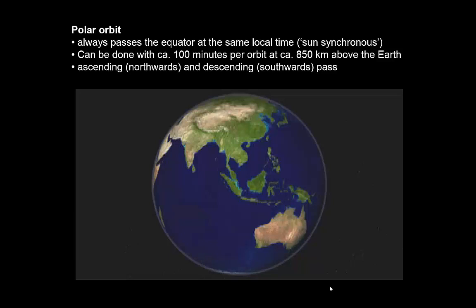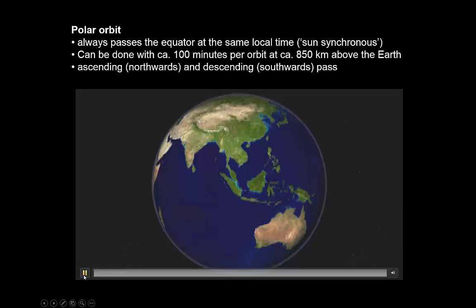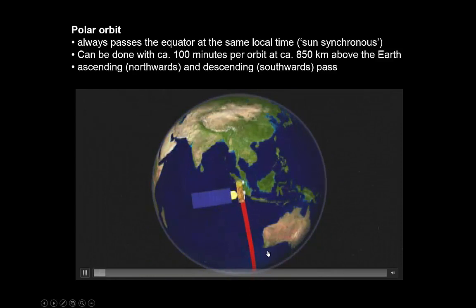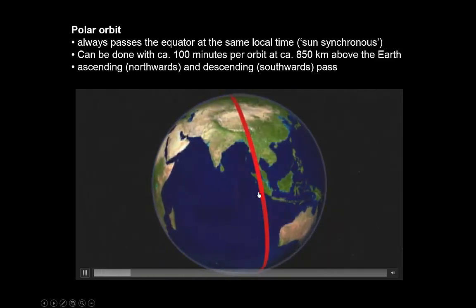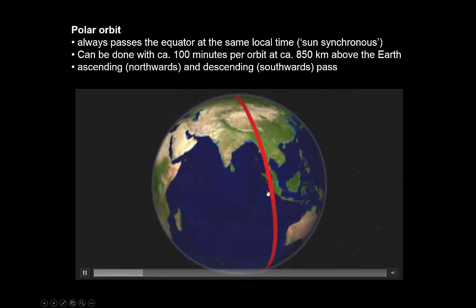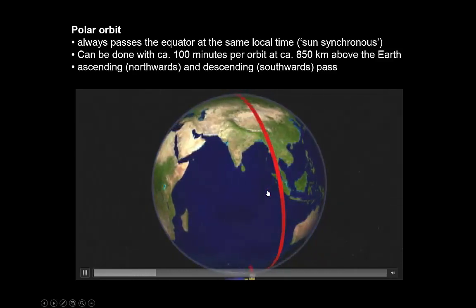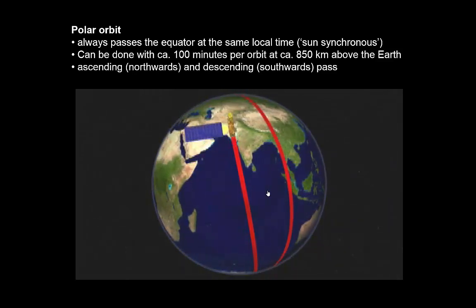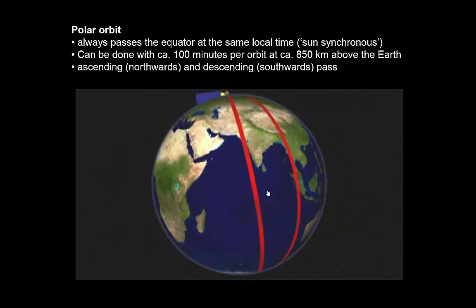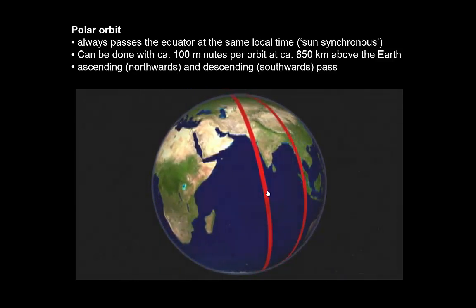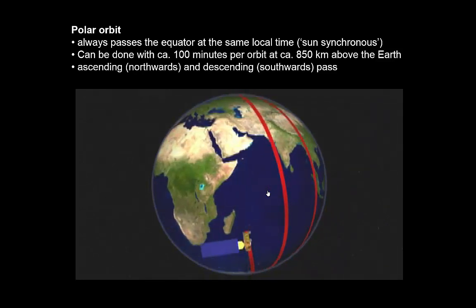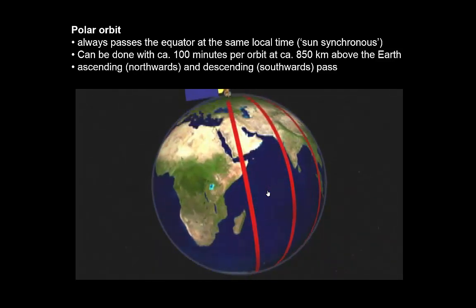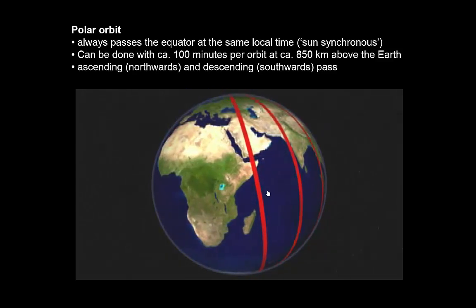Now the polar orbit. The characteristic of a polar orbit is that it always passes the equator at the same time. And particularly, it usually passes the equator with the sun at its back. And we call that sun synchronous. To achieve that, we can do it with an orbit of about 100 minutes, and that will take you about 850 kilometers above the Earth. And you can use the formula that you saw before to calculate that. If you put that 100 minutes in there instead of a full day, then your answer should be about 850 kilometers.